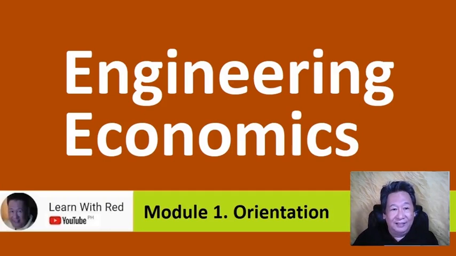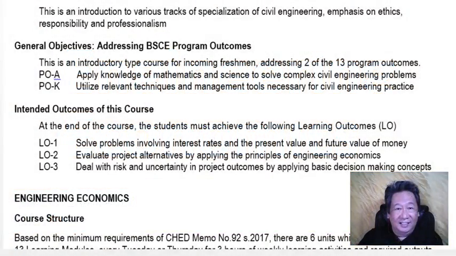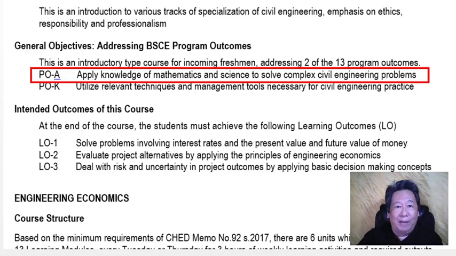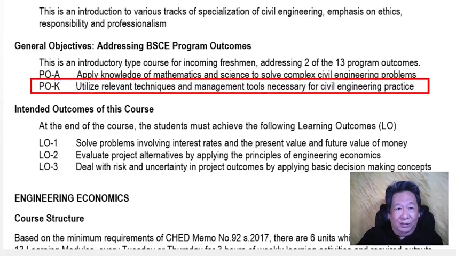So, ES10, Engineering Economics, is an introduction to various tracks of specialization of civil engineering with emphasis on ethics, responsibility, and professionalism. Engineering economics addresses two of the 13 program outcomes, particularly program outcome A. With this course, you are able to apply knowledge of mathematics and science to solve complex civil engineering problems. And program outcome K, you are able to utilize relevant techniques and management tools necessary for civil engineering practice.